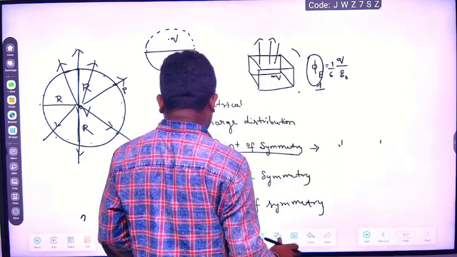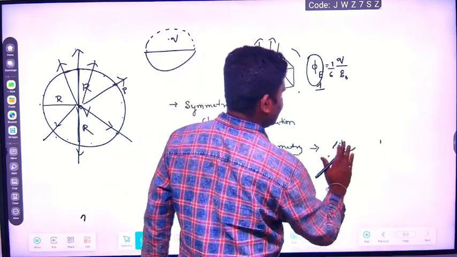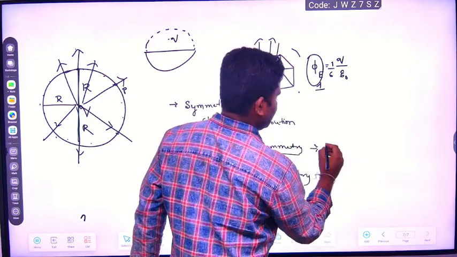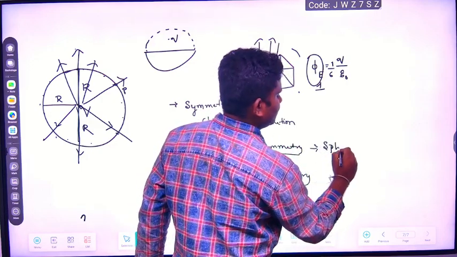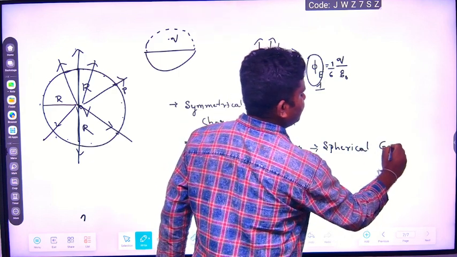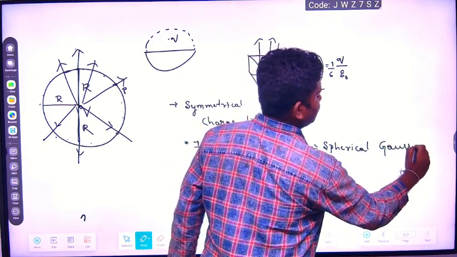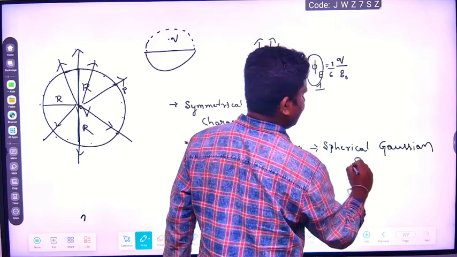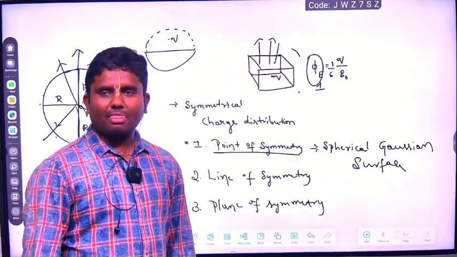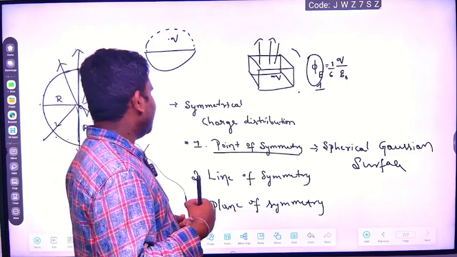Okay, we'll write here: spherical Gaussian surface. Okay. Now, line of symmetry.